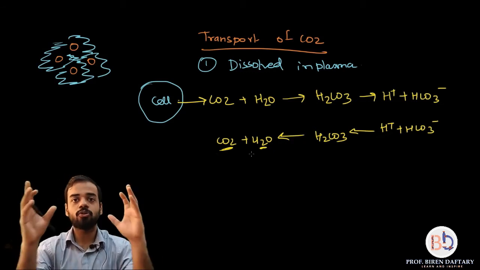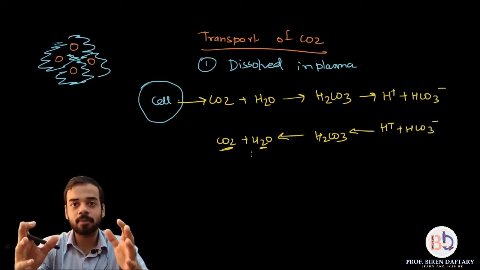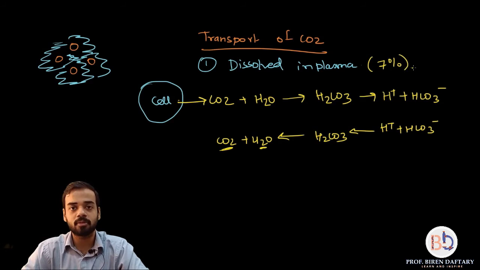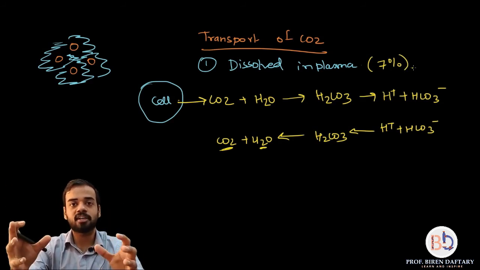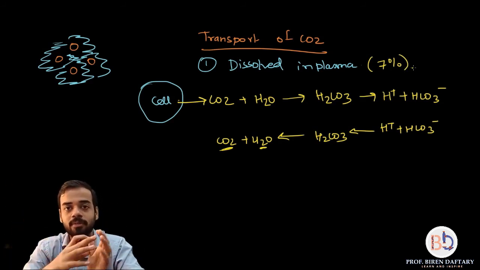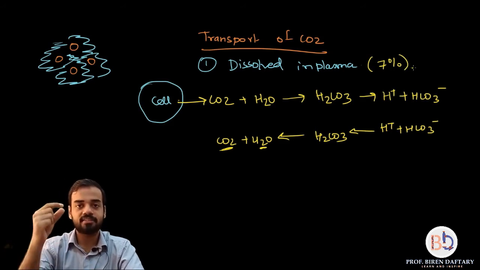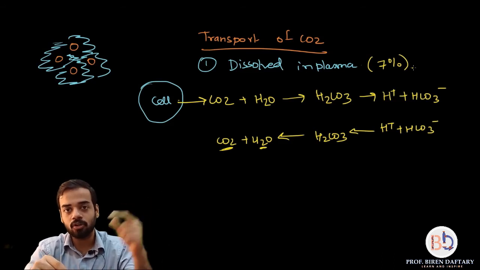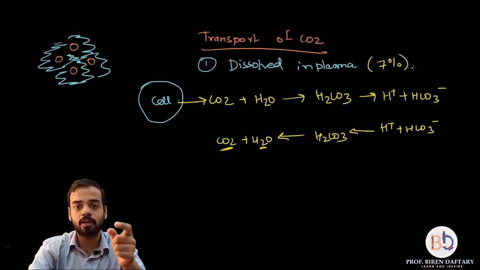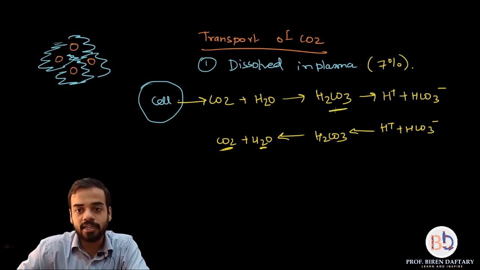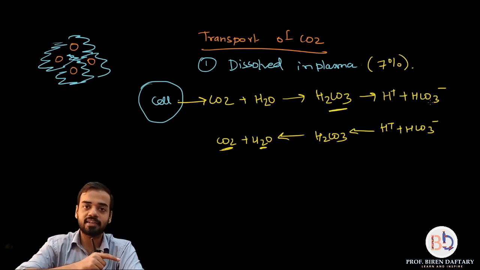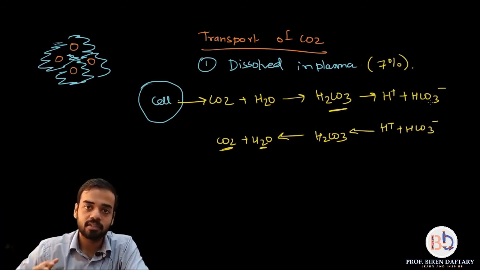Okay, so what do you have to remember? In the plasma, the carbon dioxide gets dissolved. This is only 7% of the total transport. Please remember, out of the 100% carbon dioxide produced, only 7% will be transported like this. So once again, the cell will produce carbon dioxide. 7% of that carbon dioxide will go in the water of plasma. It will dissolve and form carbonic acid. Carbonic acid will dissociate to form two ions, H plus and HCO3 minus. So these ions are carried by the blood towards the lungs.